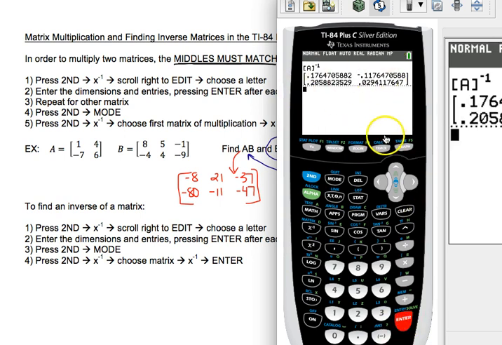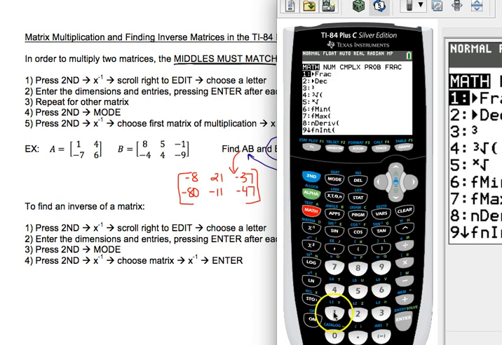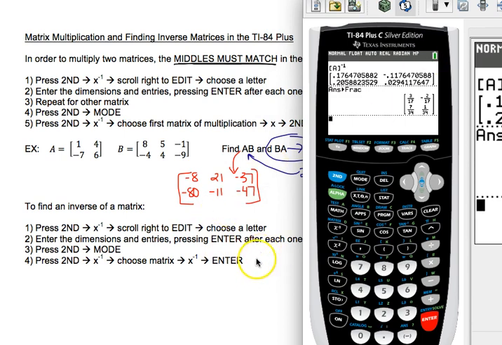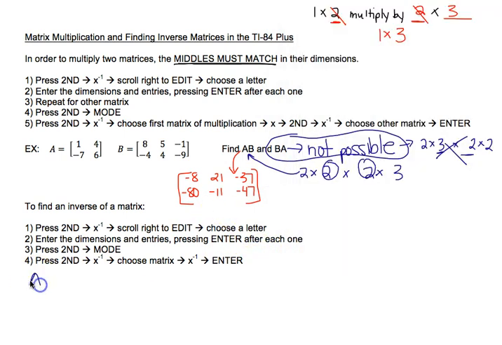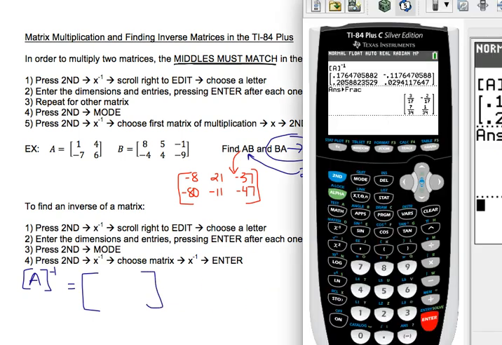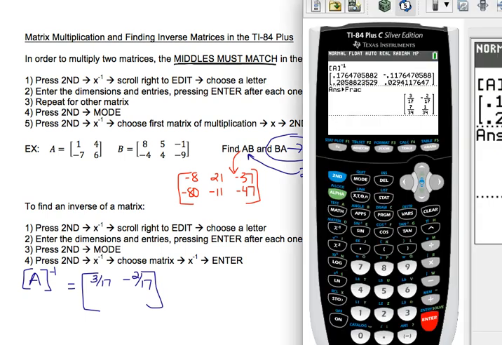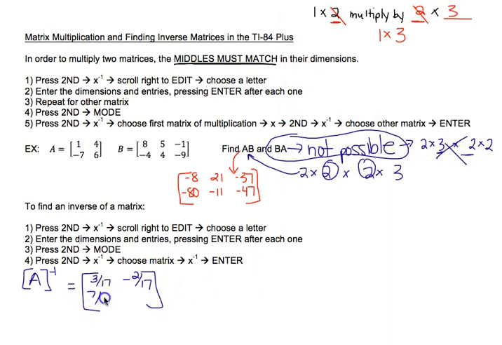Now, look at how crazy that looks. Remember, you can convert anything to a fraction by choosing math, choice 1, enter, and then we have very lovely fractions. So matrix A inverse equals, and then we can write our answers in fraction form. I've got 3/17 and -2/17, and then in row 2, I've got 7/34 and 1/34.